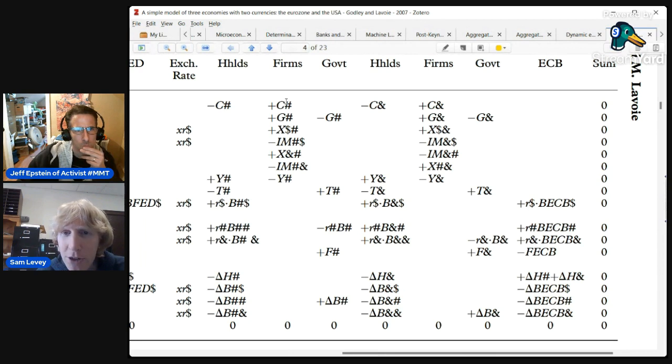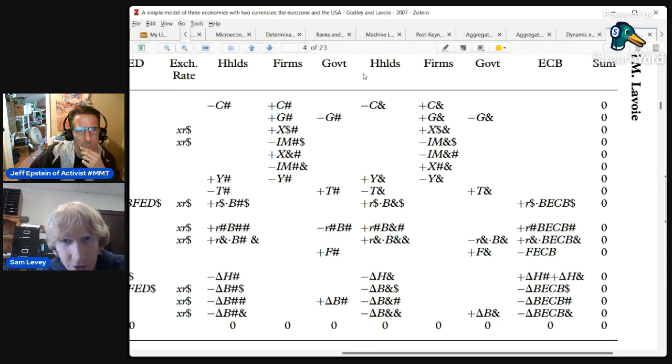Same thing for firms in this country, right? They produce all the stuff, so they receive the spending from consumption, government, exports. They have to spend to import, and now we're importing from two different countries, and exporting to two different countries. So that's what that's about. They pay the income to households in that country, and they hold no assets, so nothing here.